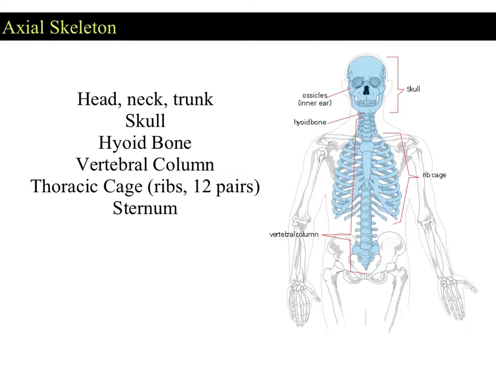Like we said before, the axial skeleton is the head, neck, and trunk. It also includes something called the hyoid bone. Now, the hyoid bone is actually interesting because it doesn't connect to any other bone in the body. It's attached to the body via muscles and tendons, and what it does is it helps hold the tongue in place. We'll get into more of the axial skeleton after we go over bone tissue.